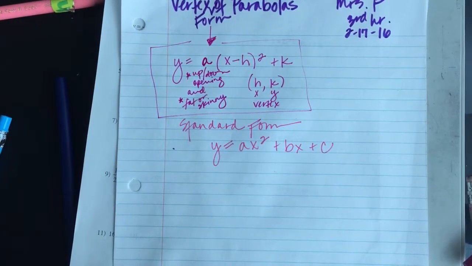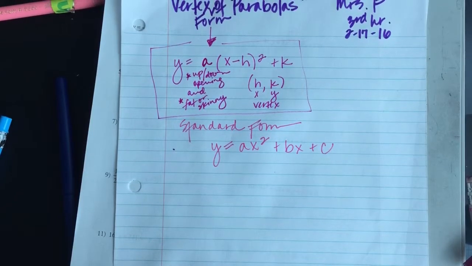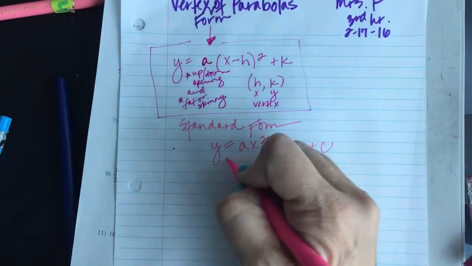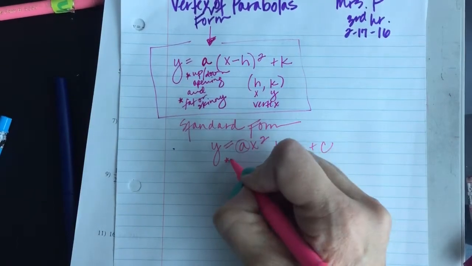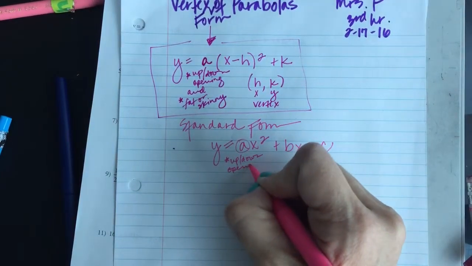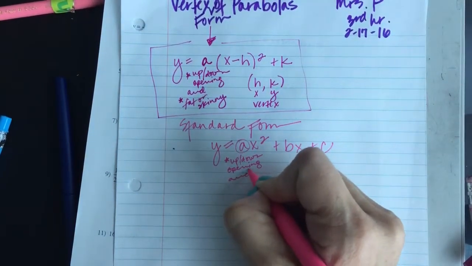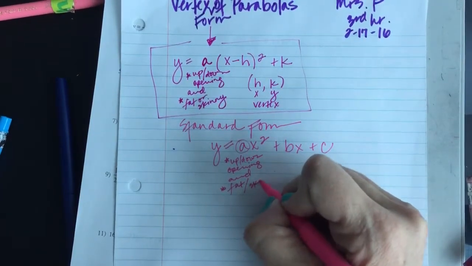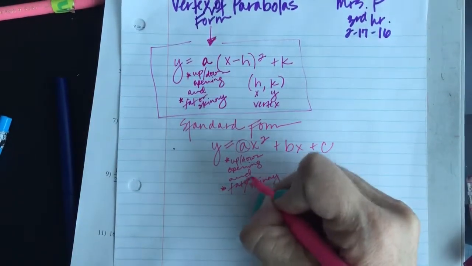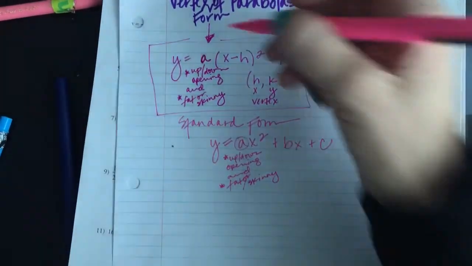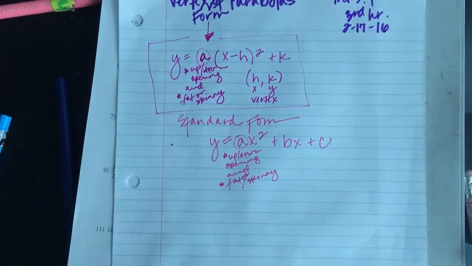The thing about standard form is that the a in vertex form and the a in standard form are the only thing that stays consistent. Our a here still tells us the up-down opening, and it tells us if the parabola is fat or skinny compared to the parent function. So we have that in common. We know what the a tells us, and it's the same thing in standard form.